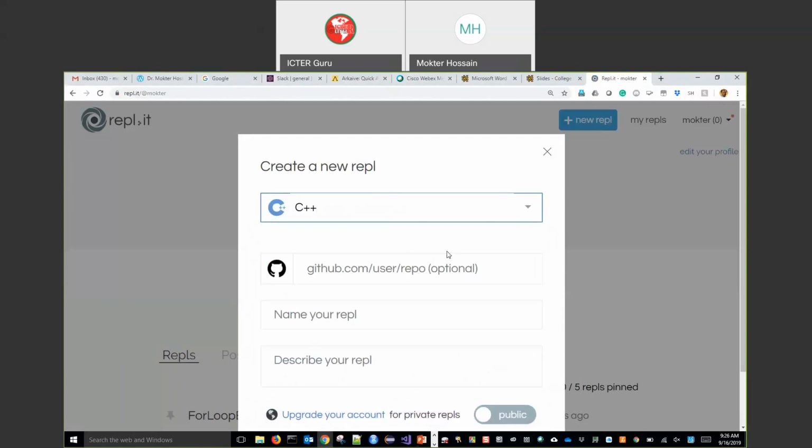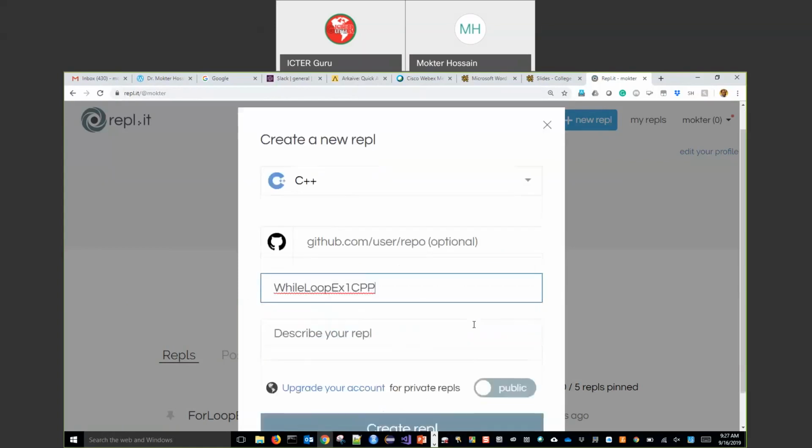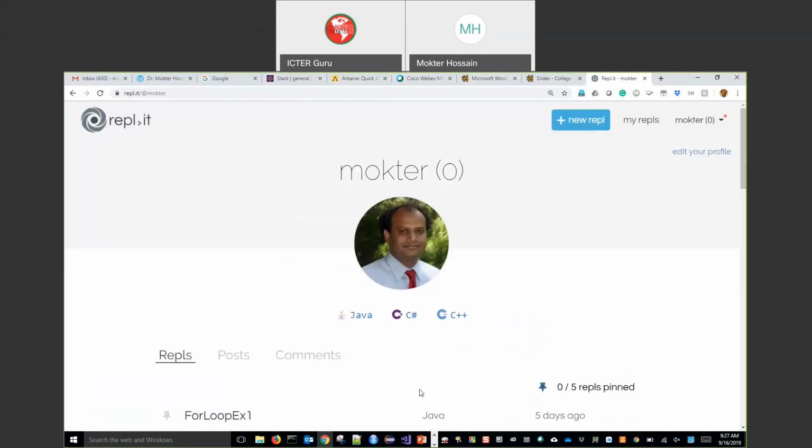C++ today. While loop example one. This is CPP. CPP means C++.